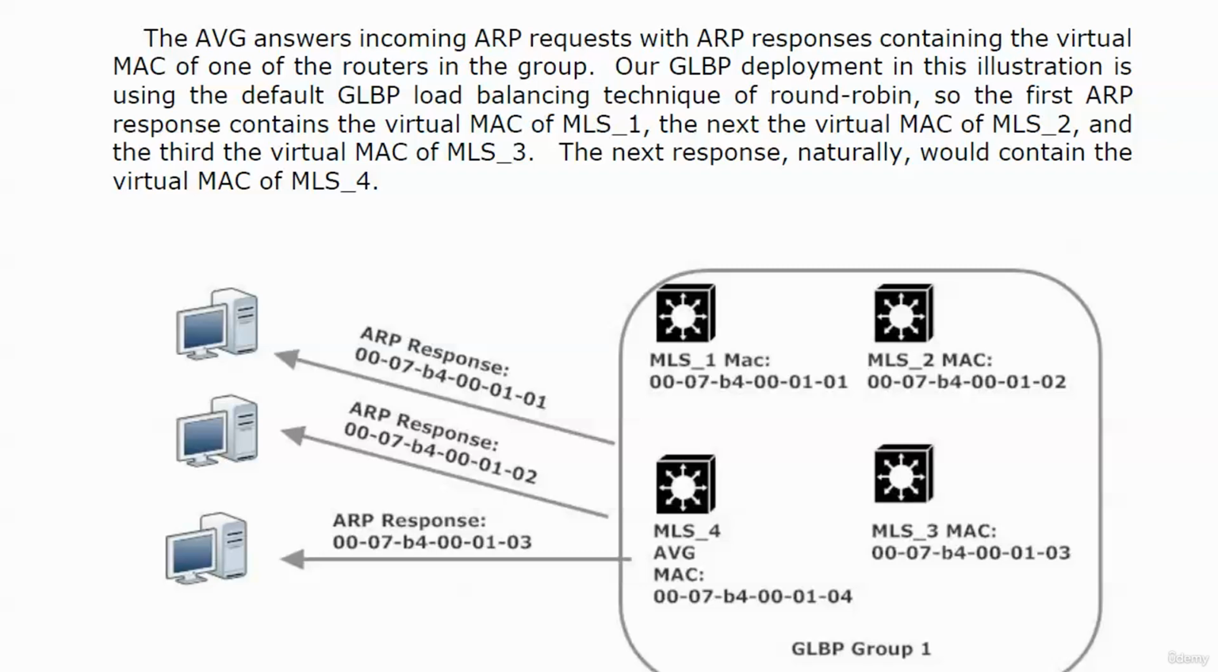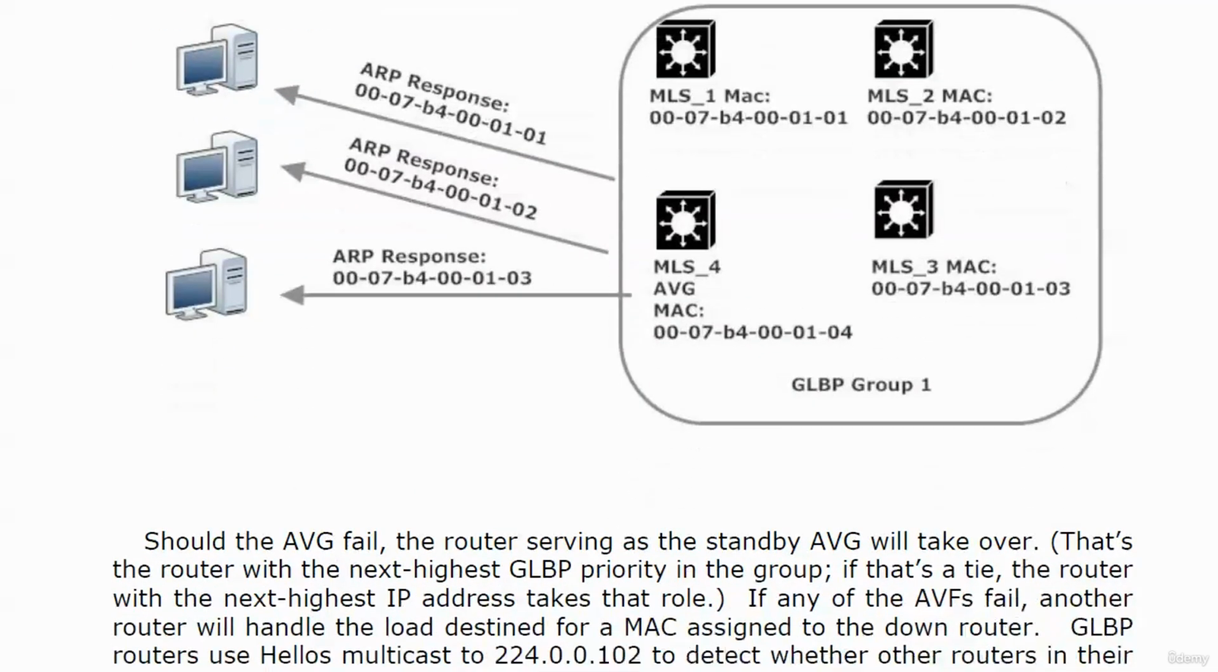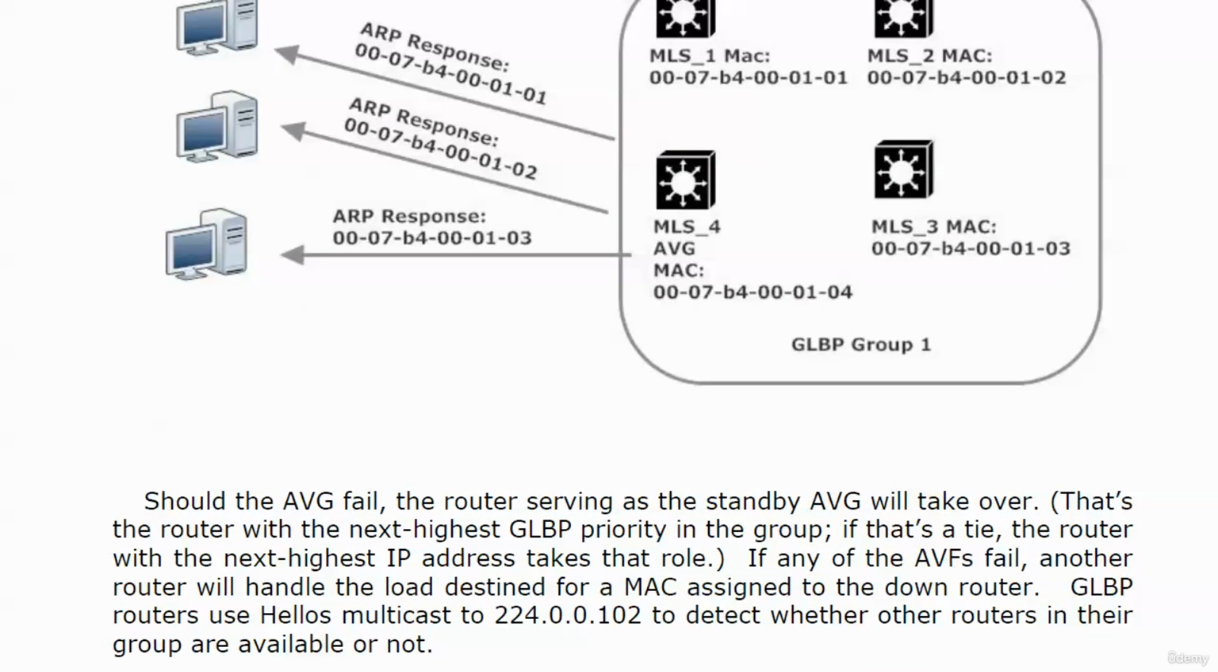And then it just kicks around again. You know, 1, 2, 3, 4, 1, 2, 3, 4. That's just the way it goes. Now, should that AVG fail, of course, we've got to have a backup plan. And we will have a router that is pre-chosen as the standby AVG. And that, of course, is the router with the next highest GLBP priority in the group.